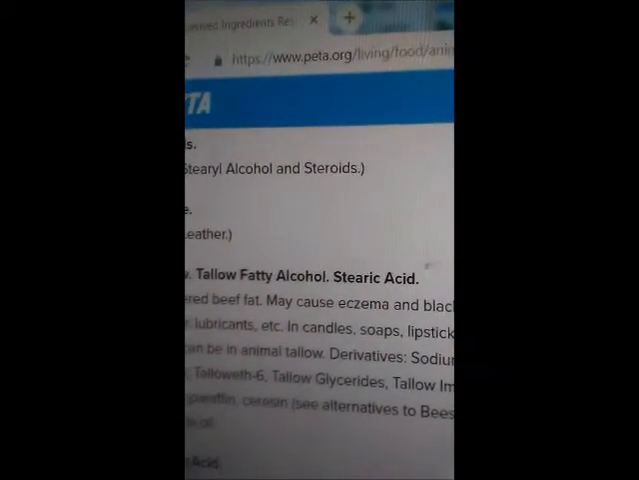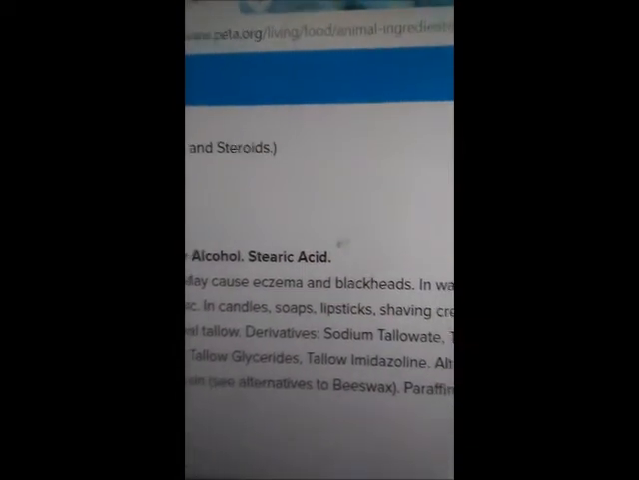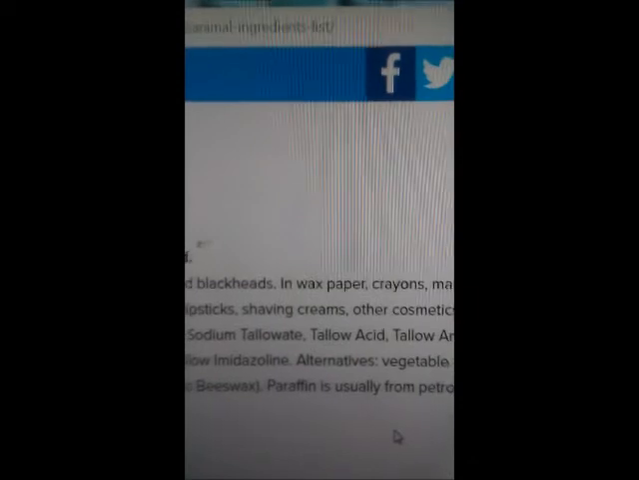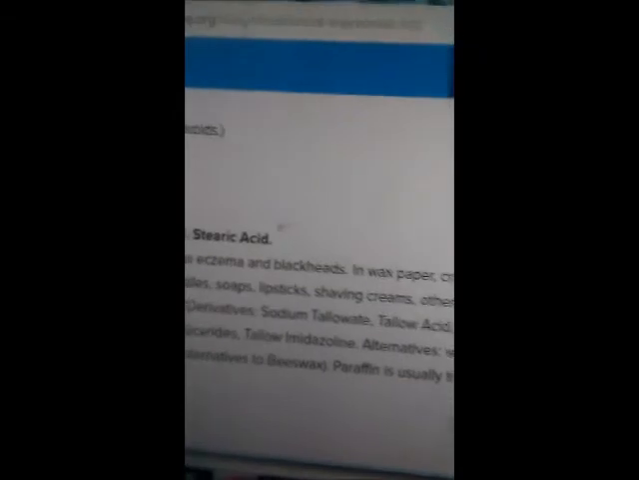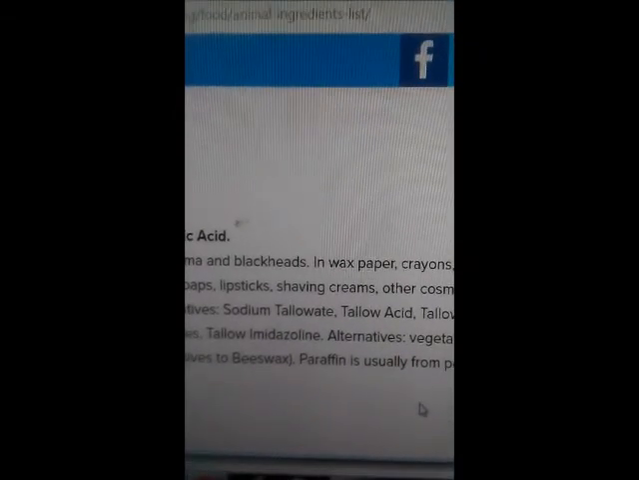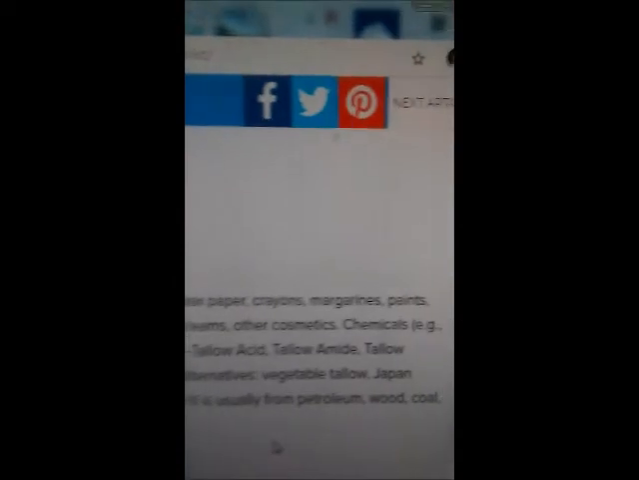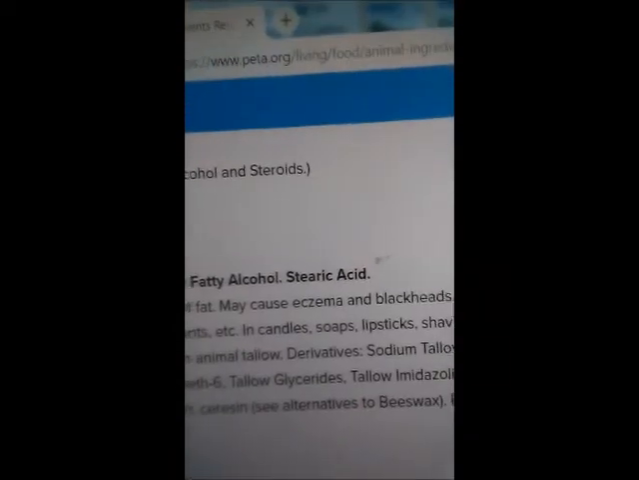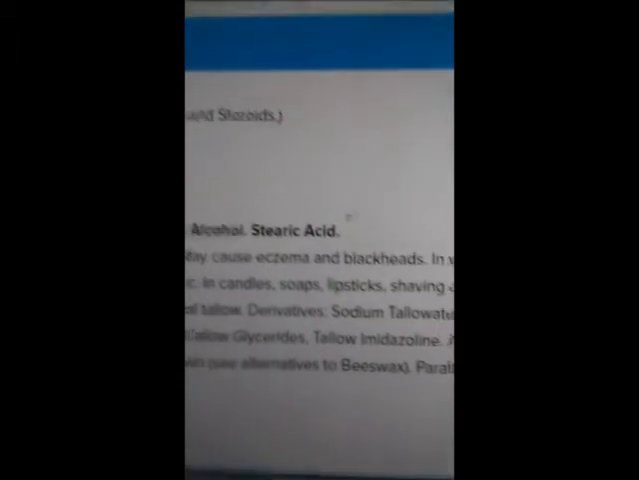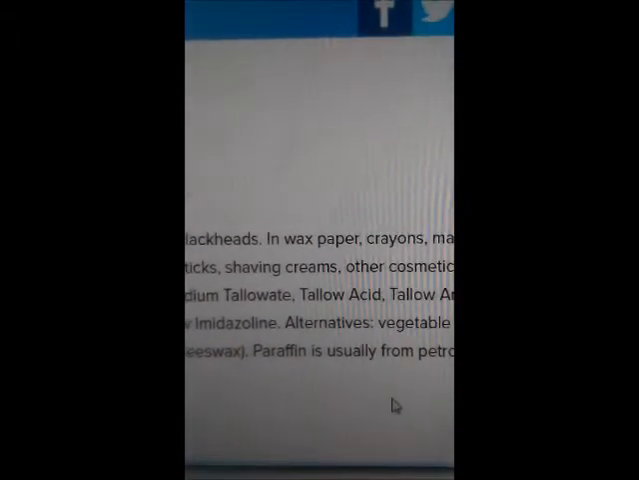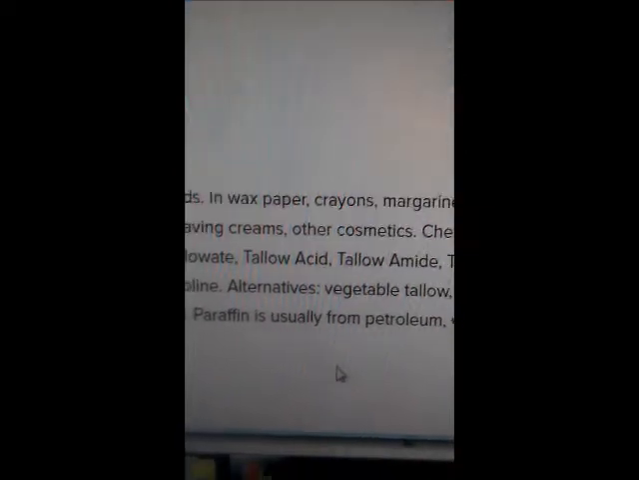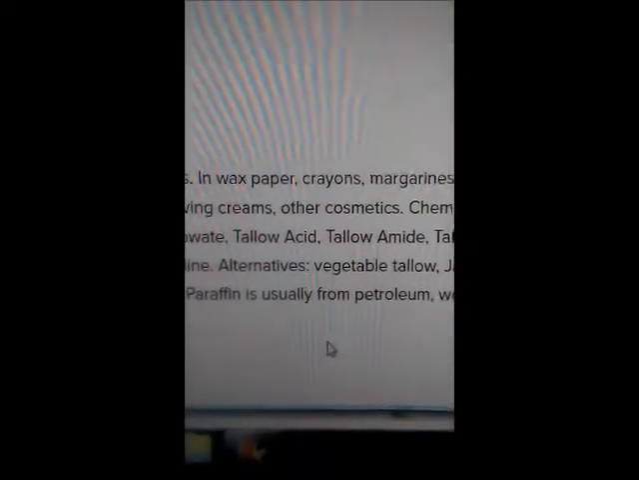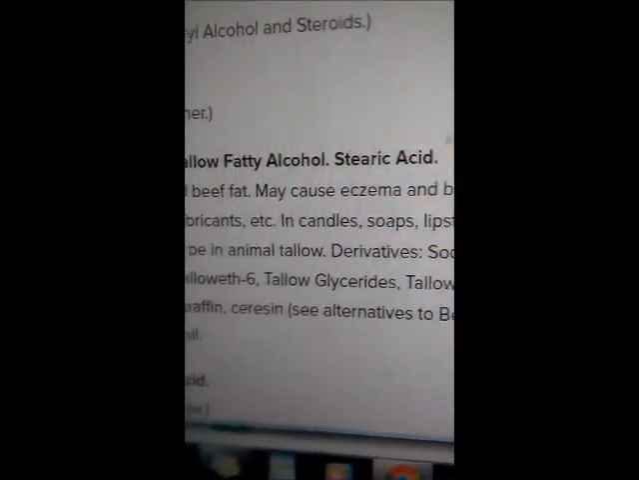Chemicals, PCBs, can be in animal tallow. Derivatives: sodium tallowate, tallow acid, tallow. So basically anything with the word tallow in it, if you see the word tallow, it has to do with the fat of the animal. Okay. You got alternatives as vegetable tallow. Now, if it says vegetable tallow, you'll know that is vegetable. You got Japan tallow, that's the alternative. Paraffin, it says the alternative to beeswax. Paraffin is usually from petroleum. Well, I prefer not petroleum. Let's see, wood, coal, or shale oil.